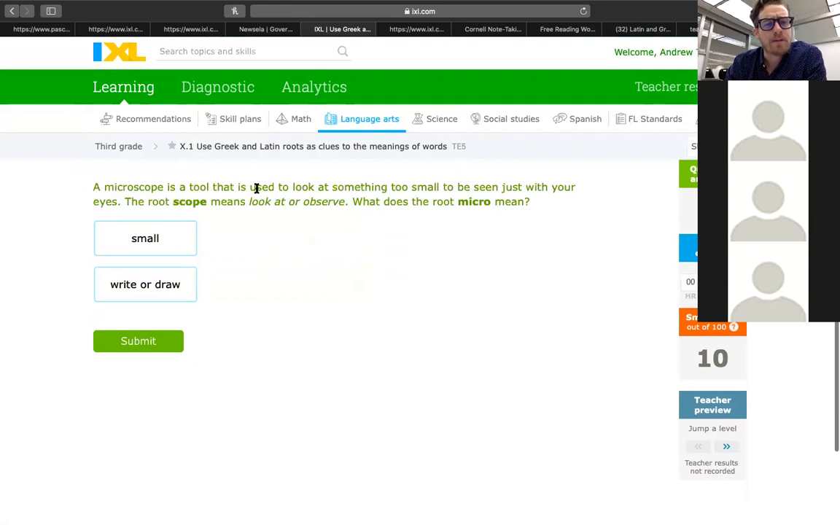A microscope is a tool that is used to look at something too small to be seen just with your eyes. The root scope means look at or observe. What does the root micro mean? Small. Very good.